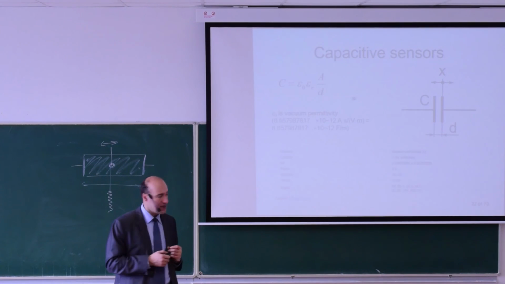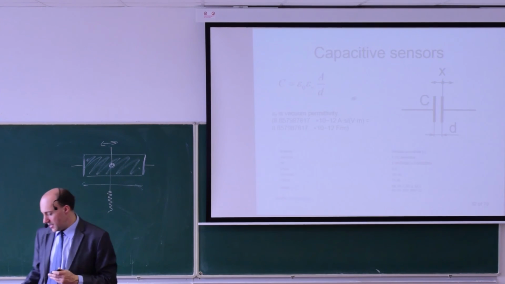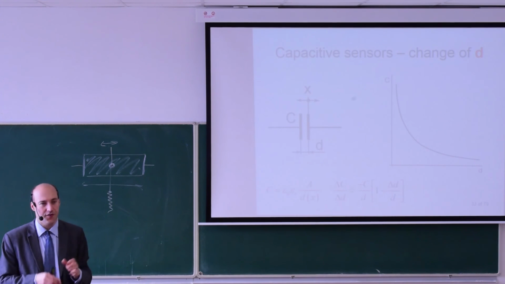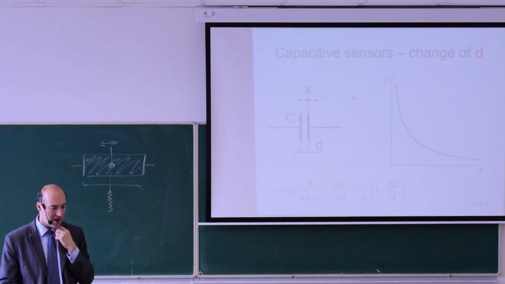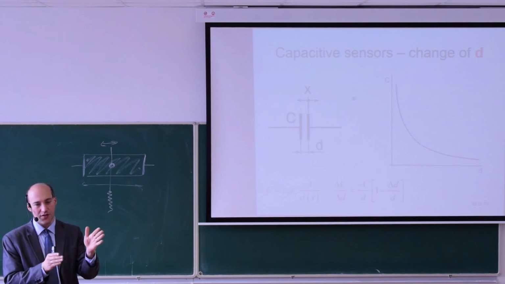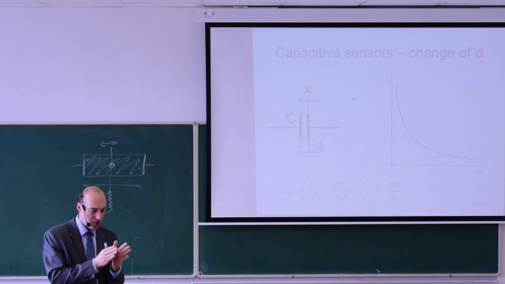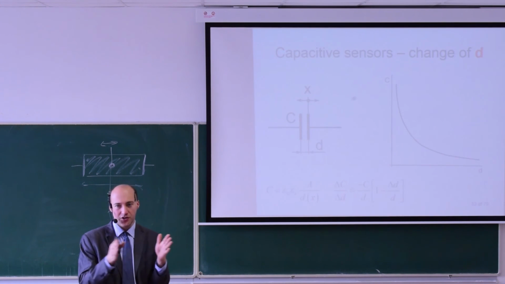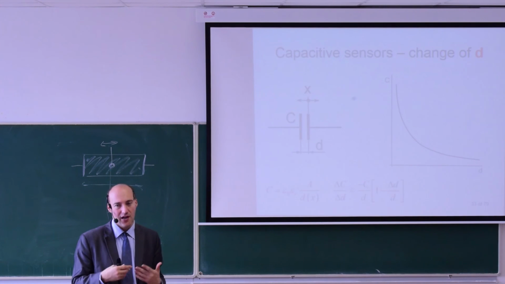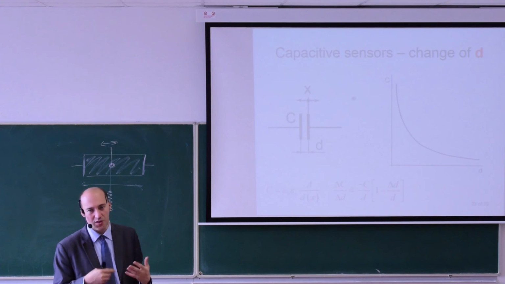We will first discuss the sensor that is using the changes of distance. So you can imagine we have one electrode that is fixed, we have one electrode that is moving, and by changing the distance between those electrodes, I'm changing the capacity. So it's a position sensor.